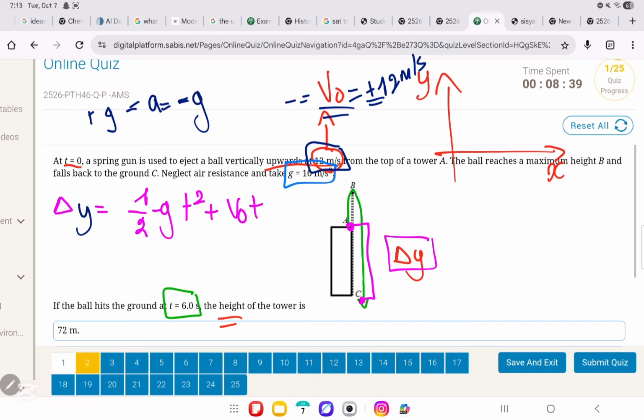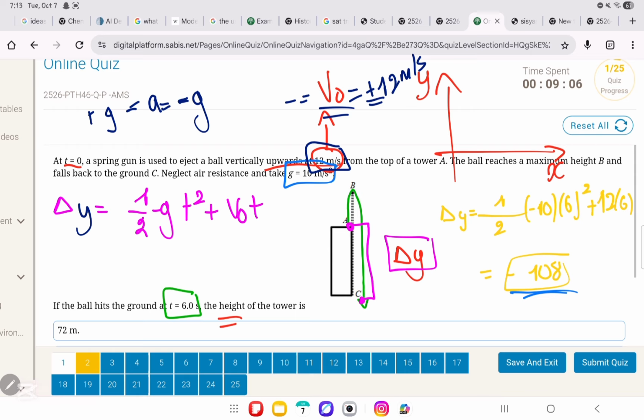Now we have all of the values we can substitute. So let us substitute. Delta y is equal to 1 over 2 times minus 10 times 6 squared plus 12 times 6. You should put this on your calculator and you're supposed to get an answer of what? Minus 108. Now this is the value of delta y.